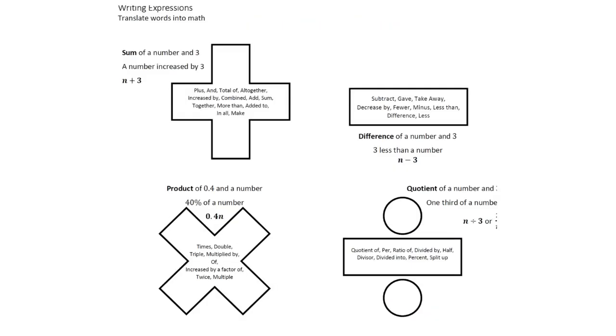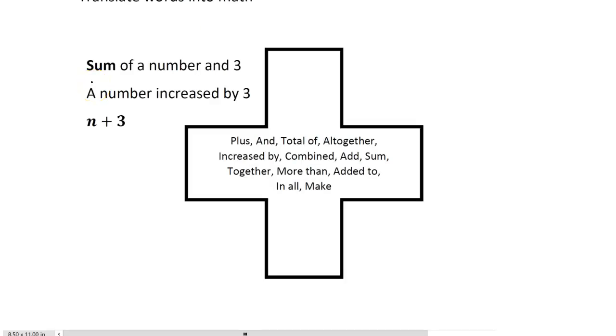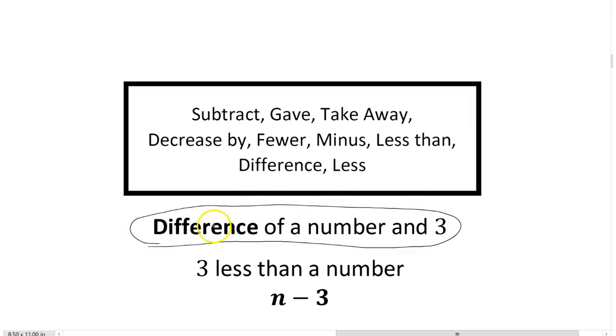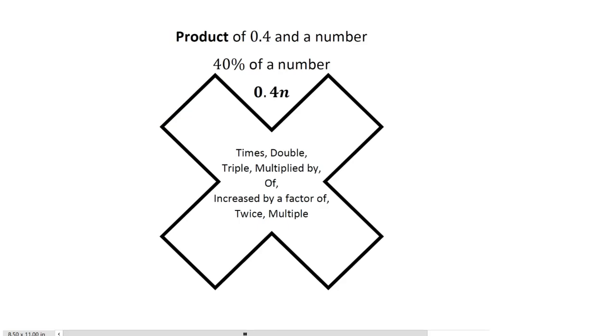Our last topic to review are words used to mean various mathematical operations. For addition, use sum. The sum of a number and 3 is written as n plus 3. For subtraction, use difference. The difference of a number and 3 is written n minus 3. For multiplication, use product. The product of 0.4 and a number is written 0.4n, which means 0.4 times n.